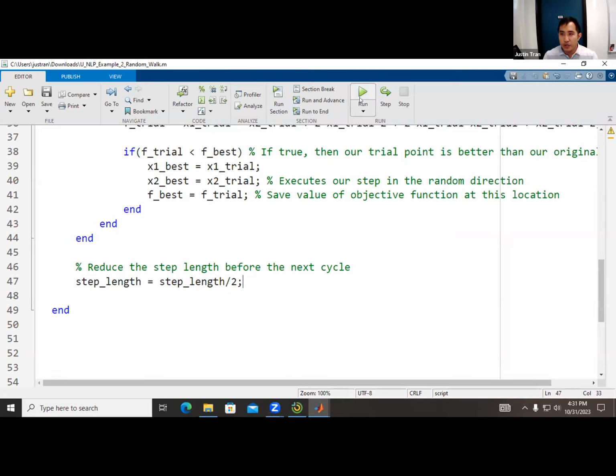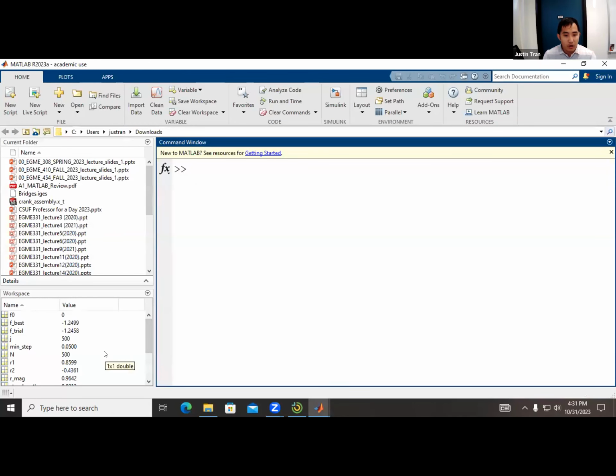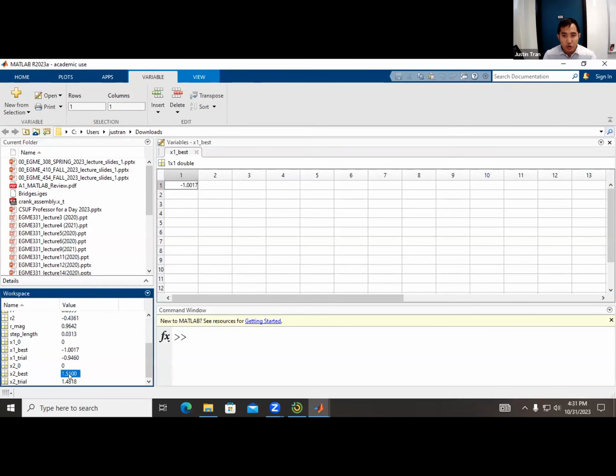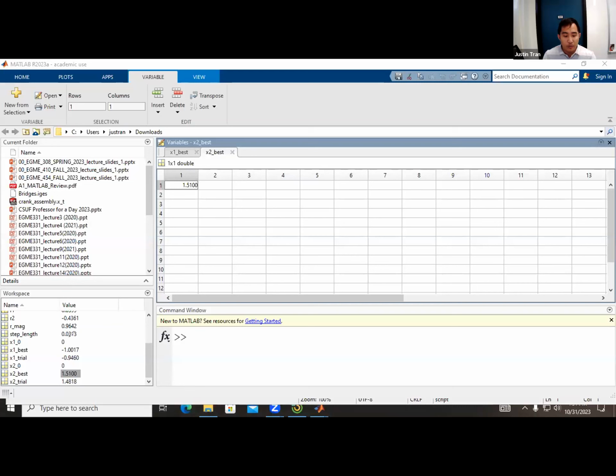Okay, so let me go ahead and run this so you can see what it's like. Running this code here, let me look for x1 best. So x1 best here is about -1, and x2 best here is about 1.5. If you remember from our Monte Carlo example, these were the exact values of the optimal parameters. So using a random walk algorithm, we're able to get the same optimal values, but with a lot less work, because we're walking instead of hopping around all over the place.